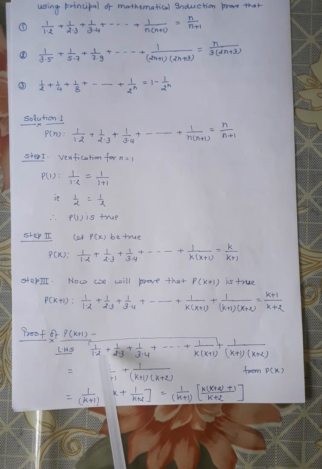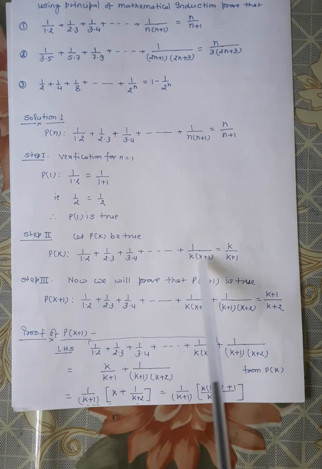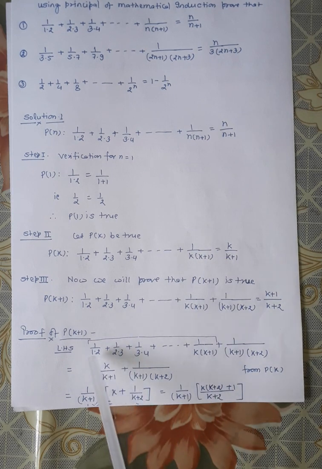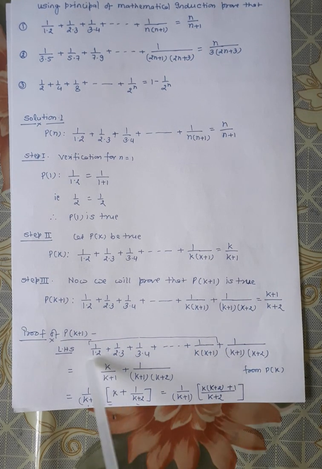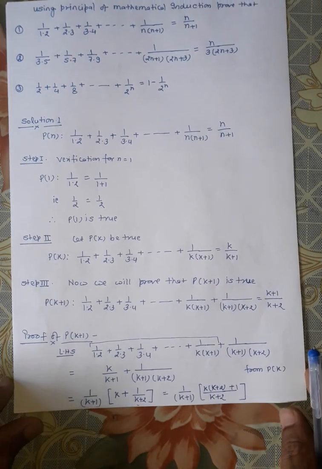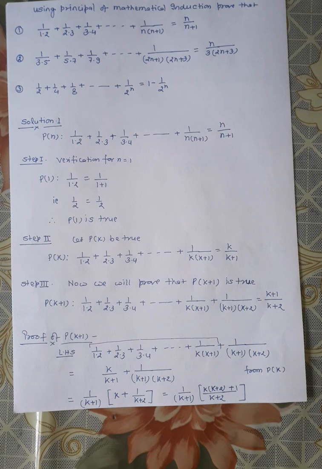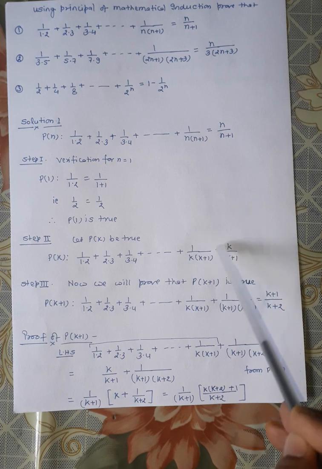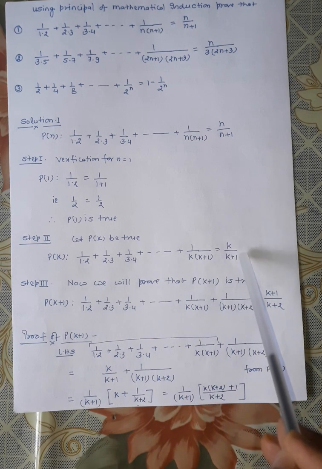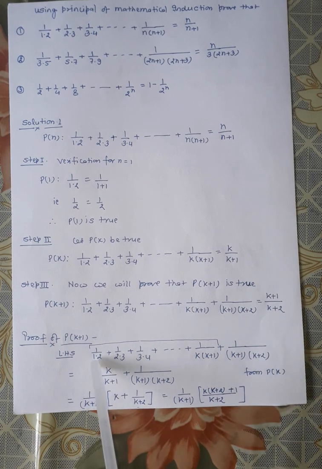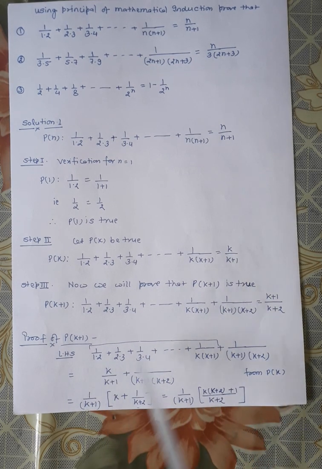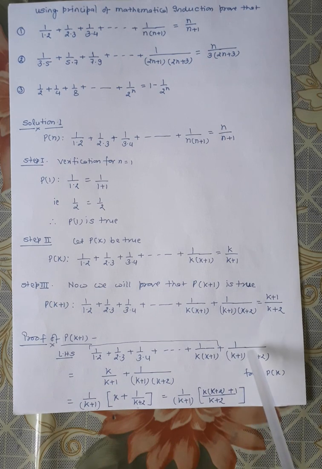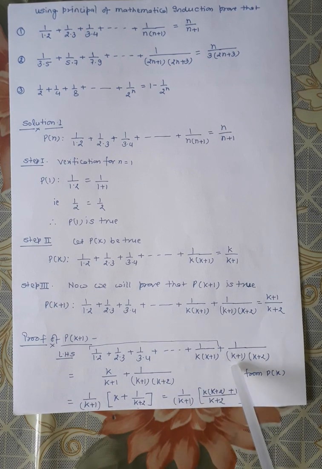See this? 1 upon 1 into 2, 1 upon 2 into 3, 1 upon 3 into 4, and 1 upon k into k plus 1. So starting from the first term until before the last term, this is our P(k). And when I explained the principle of mathematical induction, I explained that P(k) will be used in proving P(k+1). So in this place we can write this value of P(k), because this value is equal to k upon k plus 1. So involving P(k), in place of this we can write k upon k plus 1, but the last term is still left. So it will be copied as it is, 1 upon k plus 1, k plus 2.